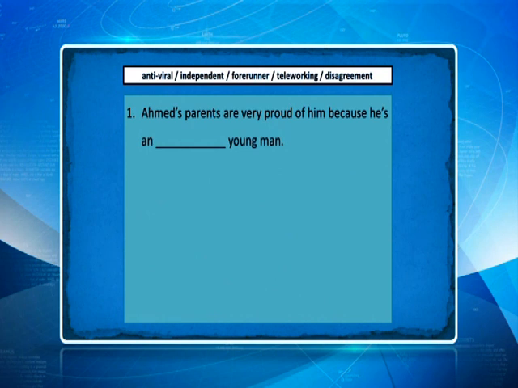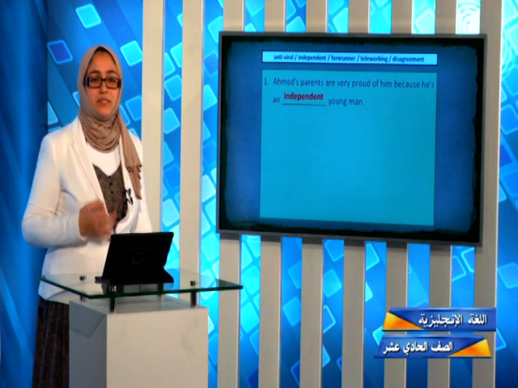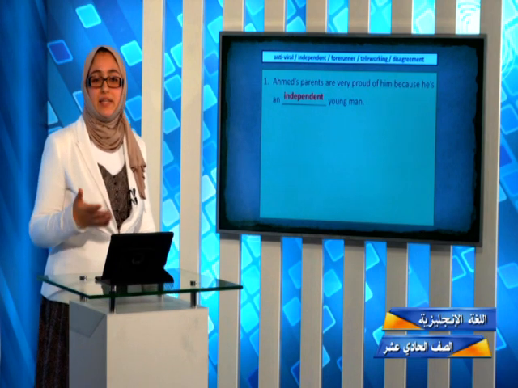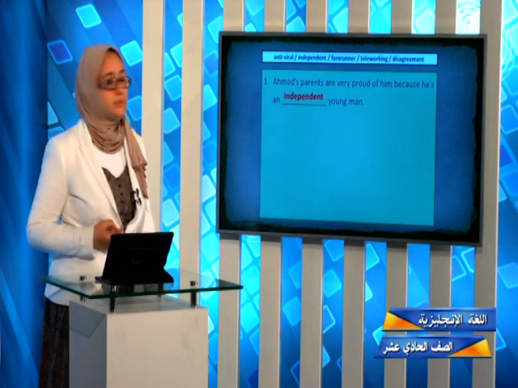Look at the words. We have antiviral, we have independent, forerunner, teleworking, and disagreement. So what would the person have to be? Of course, we are looking for an adjective here. So the most appropriate one, or the correct one rather, is, that's correct, independent, which means that he does not need to depend on anyone to get things done, which is of course the goal of every parent.